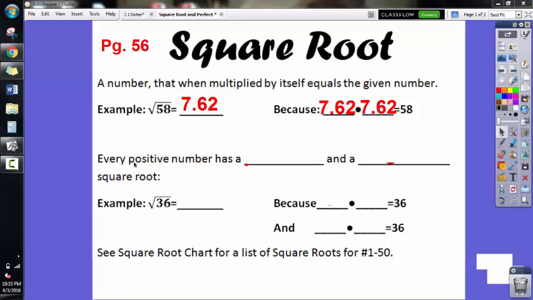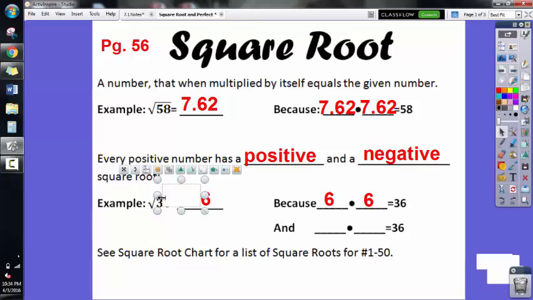So moving on then, every positive number has a positive and a negative square root. So if you're thinking of the square root of 36, well, one of them is 6 times 6 is 36. So we know the square root of 36 is 6. Okay, but there's also another number, and it might be kind of tricky for you to think of. Well, that would be negative 6 times negative 6 is also positive 36. So that's where we have 2 answers.